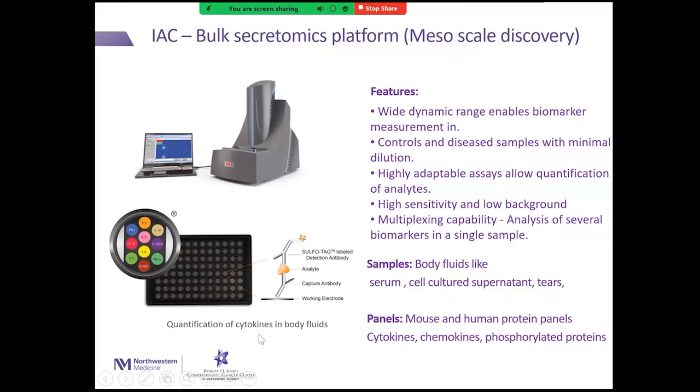You can use it to quantify the cytokines or chemokines or other kinds of proteins in the bodily fluids for samples like serum, cell culture supernatant, tears, and we have done some weird samples also. The panels, as I said, are available for mouse and humans and different kinds of cytokines, chemokines, phosphorylated proteins.